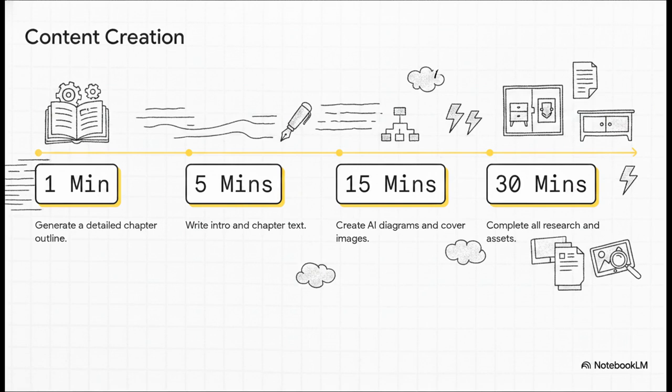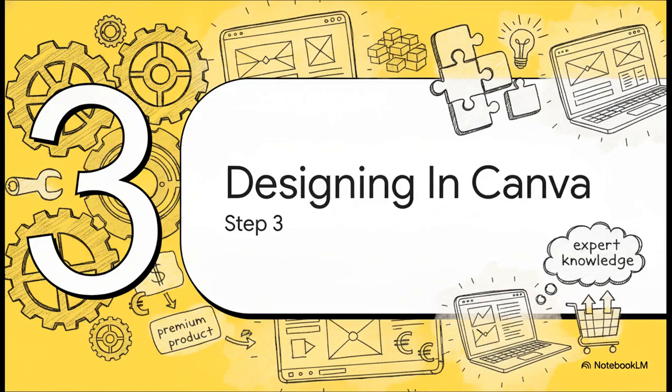Over the next 5 minutes, you prompt it chapter by chapter to write out the detailed text. Within 15 minutes, you can ask Gemini to create customized diagrams. Think along the lines of a flowchart explaining the Facebook Marketplace algorithm, or maybe a cool before and after image of a flipped dresser. Within 30 minutes, you have all the research, the written content, and the visual assets fully generated. It's like magic.